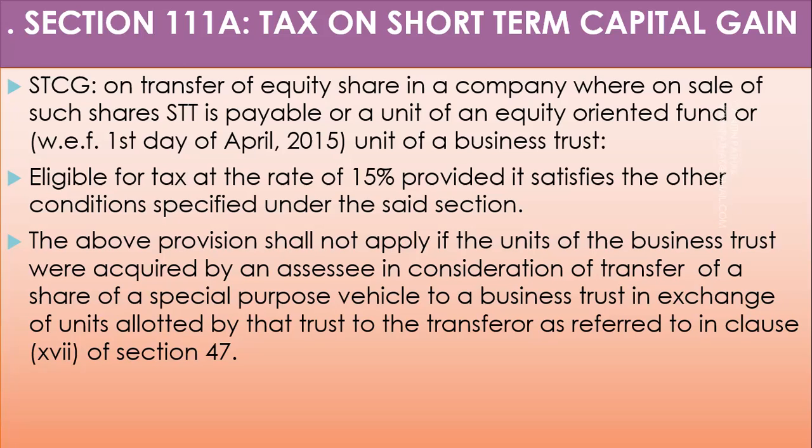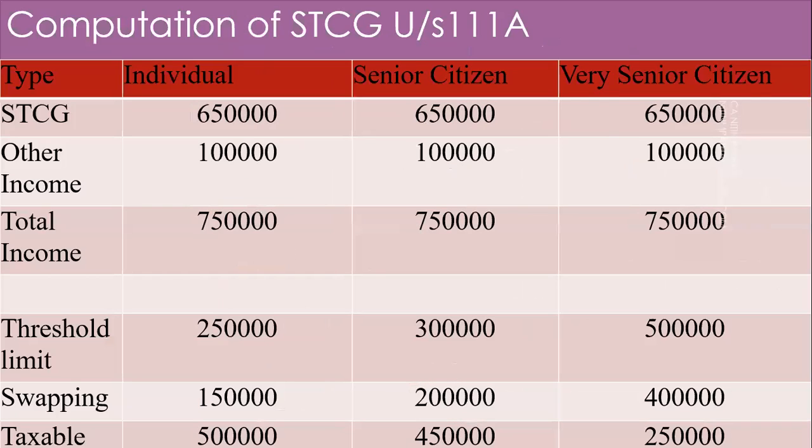So if STT is paid both at the time of buying and selling, the 15% rate is available. If it is less than 12 months, I would be entitled to a discounted rate, otherwise it will be added to my income at the appropriate rate which I have to pay. If it is a 111A transaction, with STT paid on both buying and selling, then the 15% rate would be available. Here I give you an example of how swapping happens regarding STT.